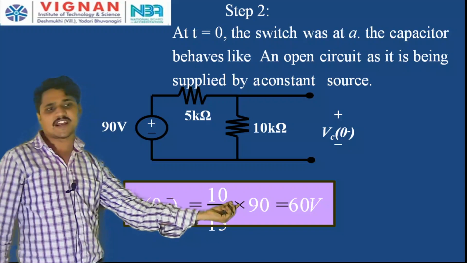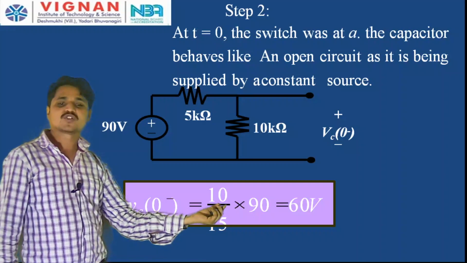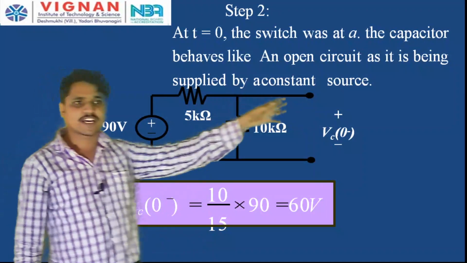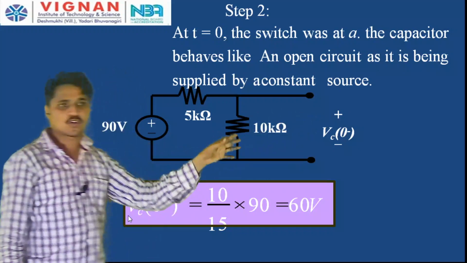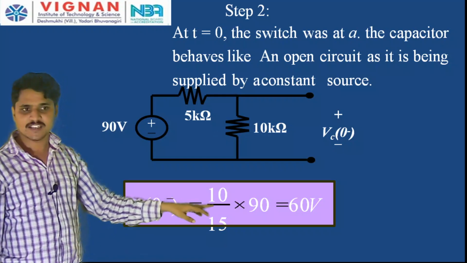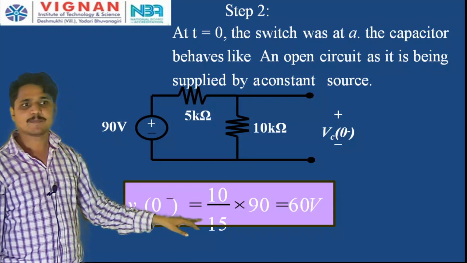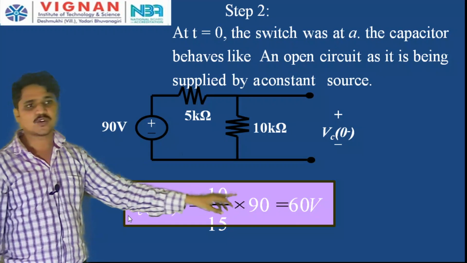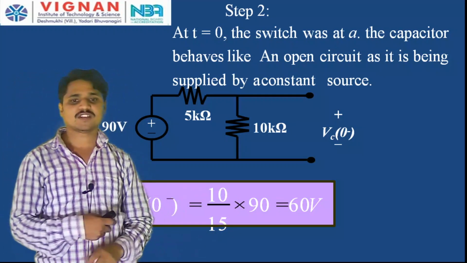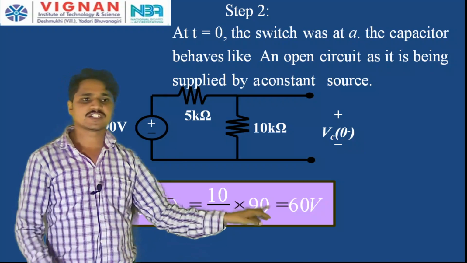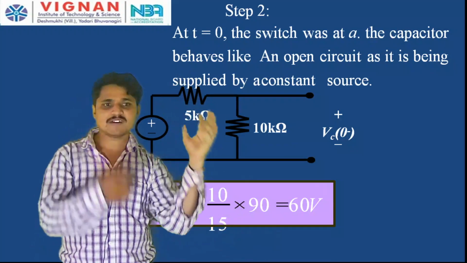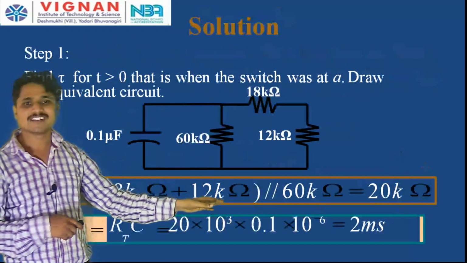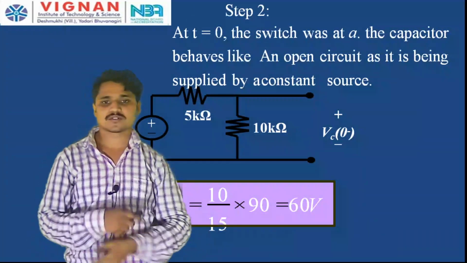Therefore, Vc of 0 minus is equal to, what is the total voltage? Source voltage 90 into, okay, where are you finding the voltage? The voltage across the 10 kilo ohm resistor is equal to the voltage across the capacitor, Vc of 0 minus. Therefore, the voltage across the 10 kilo ohm resistor is 10 by 10 plus 5, that is 15. So 10 into 90, 900 by 15, that is 60 volts. That means, whenever the switch is at A position, the capacitor is charged to 60 volts.